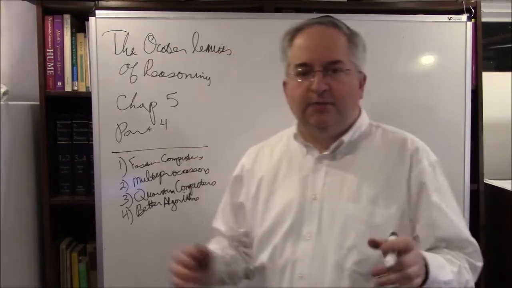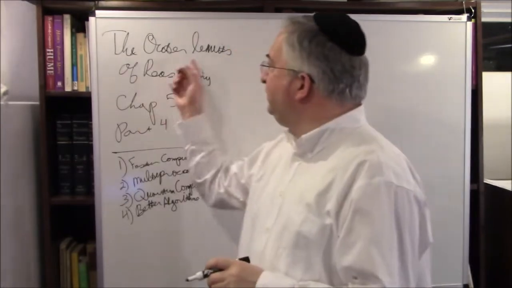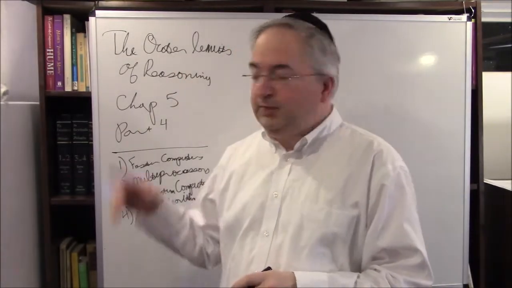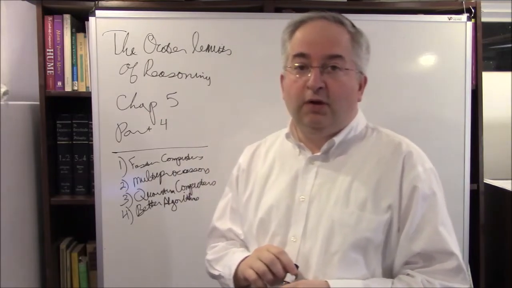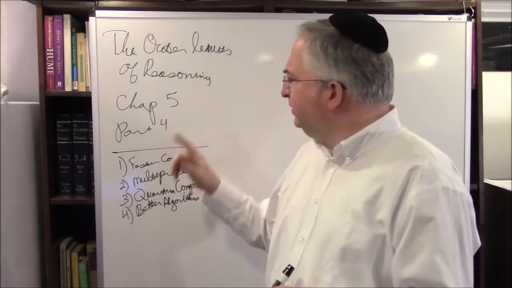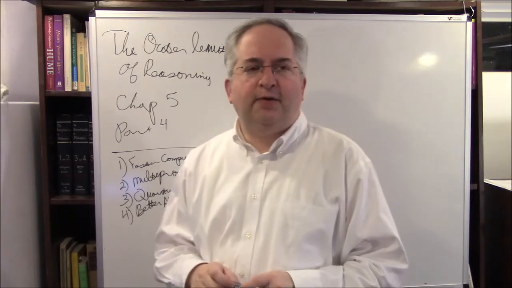Okay, so my name is Noson Yanofsky. We're in the class called the Outer Limits of Reasoning. We're up to chapter 5. We did parts 1, 2, and 3 already. This is part 4, where we're going to talk about section 5.3 here.